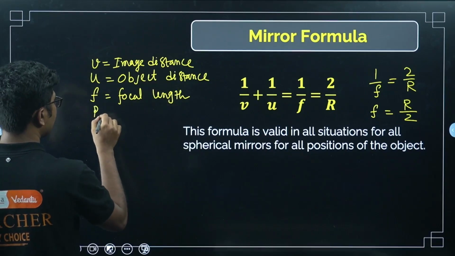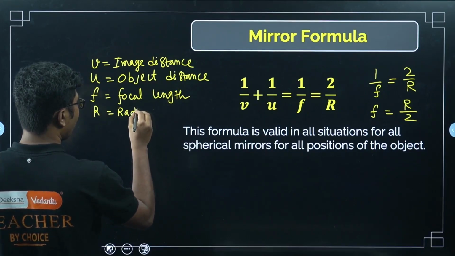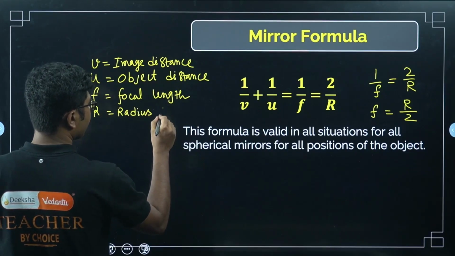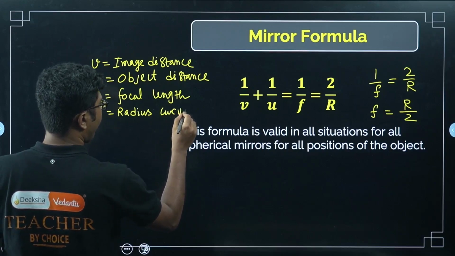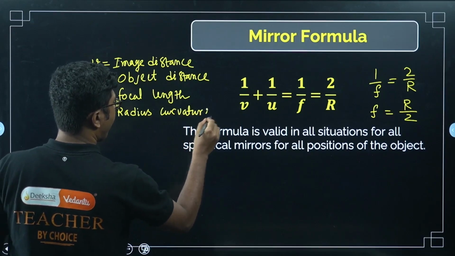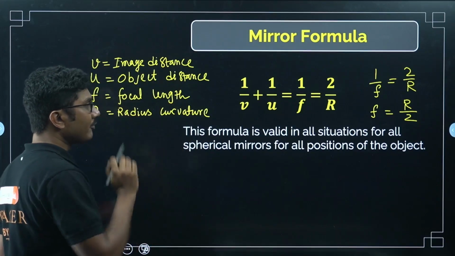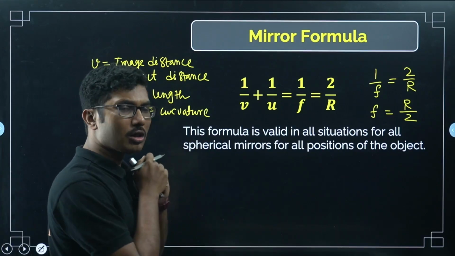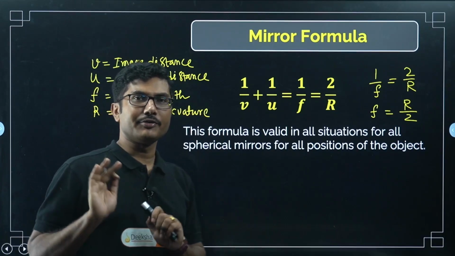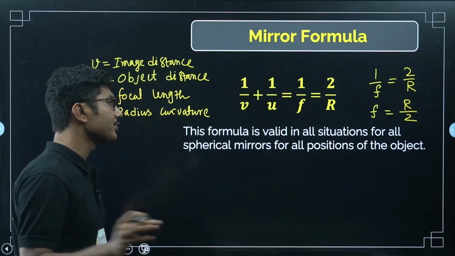R is the radius of curvature, right? So these are all the symbols. Now this formula is valid for all situations, including real, including virtual. Okay, for all situations it is valid.